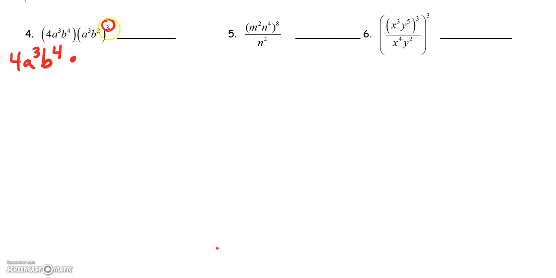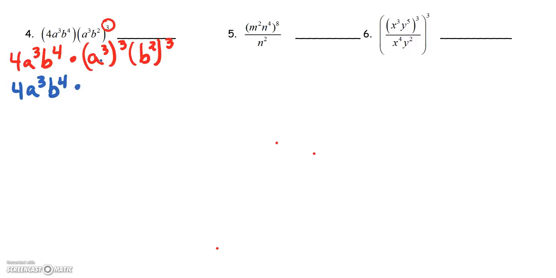We've got this big term inside being cubed, so we'll take every piece of it and cube it. So we have a cubed, and b squared, cubed. Simplify from there. We still have 4a cubed b to the 4th, no change there.